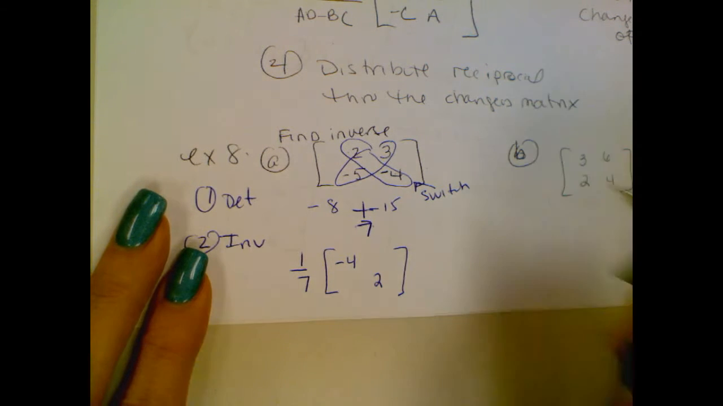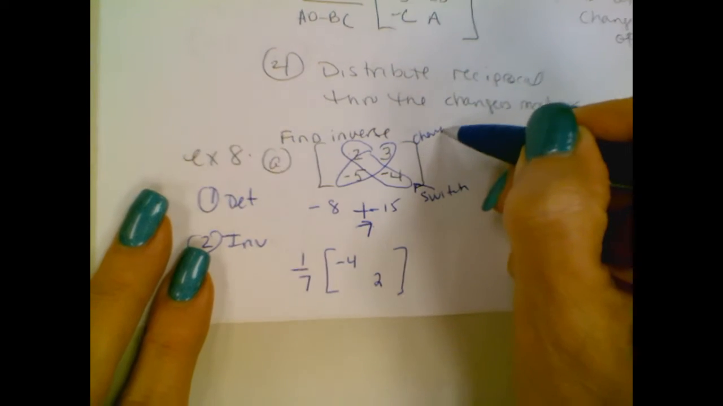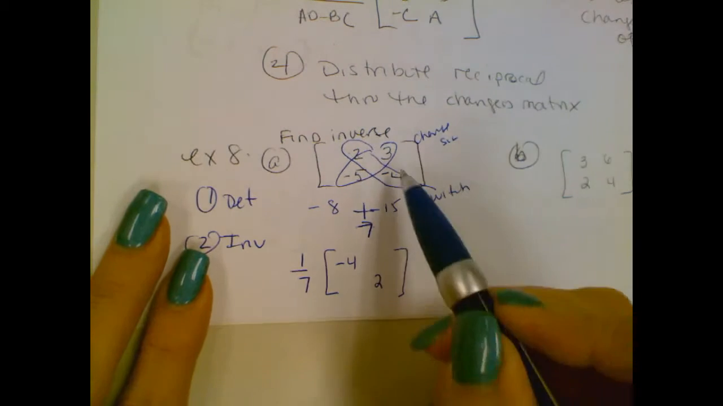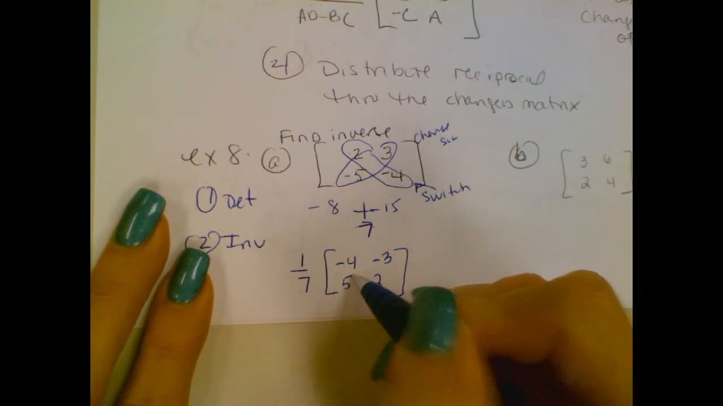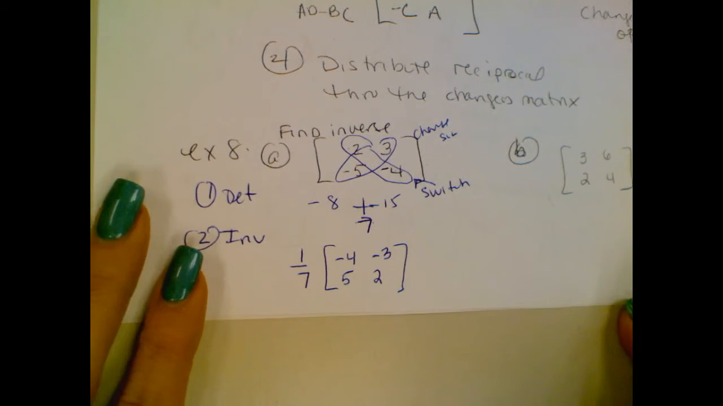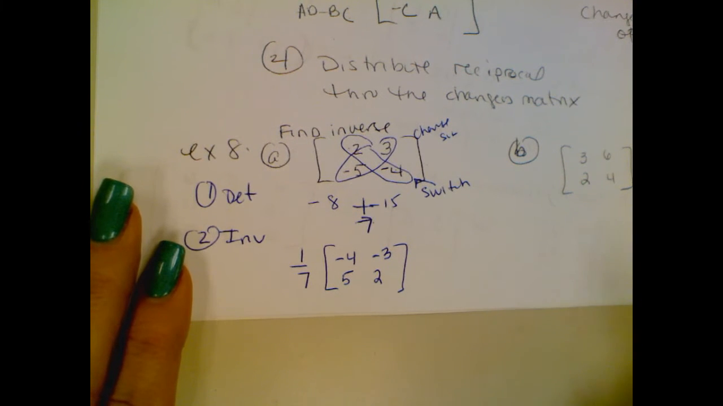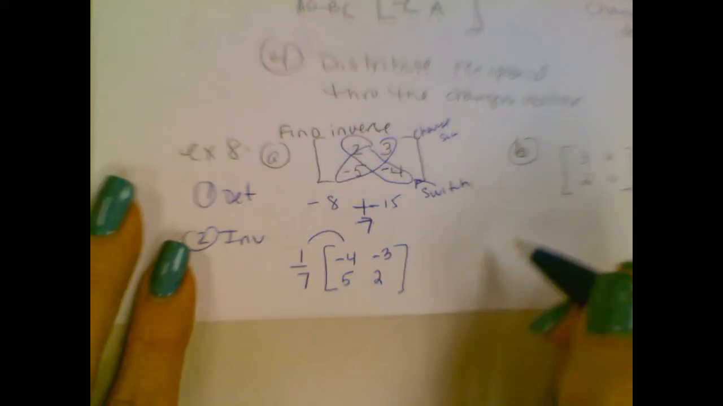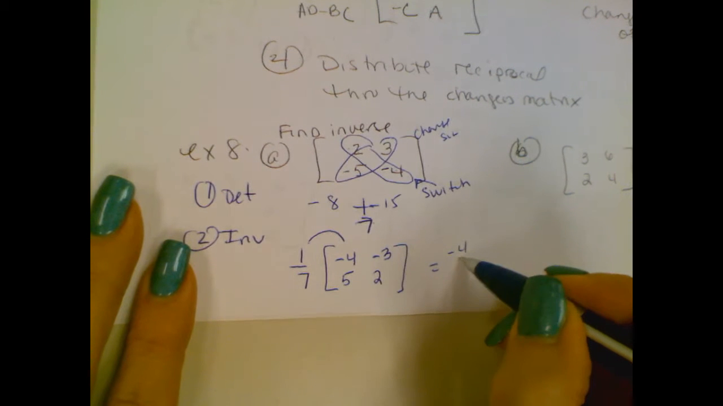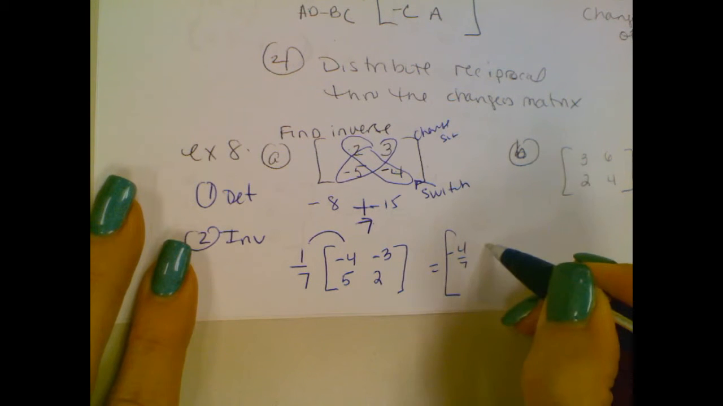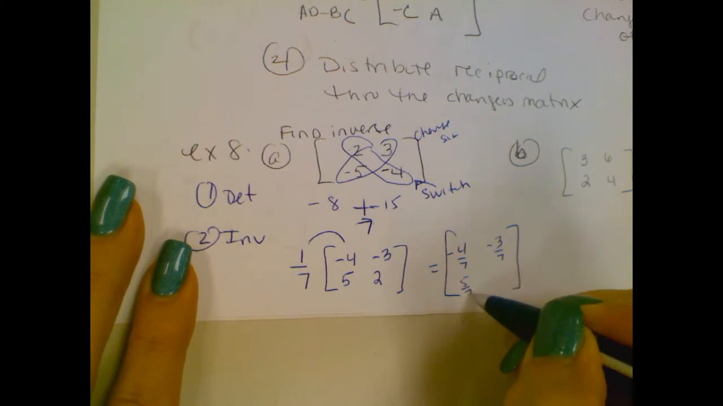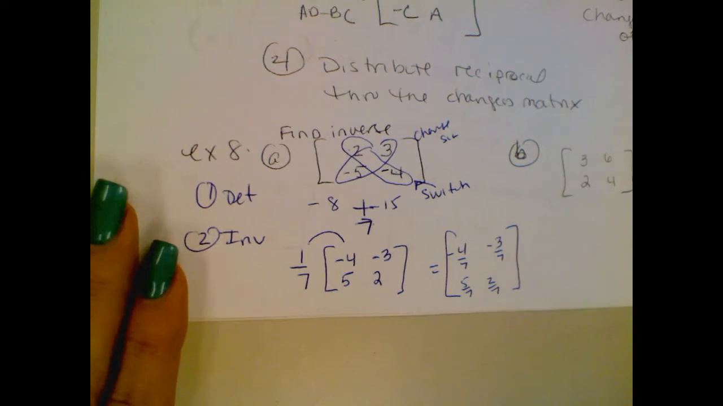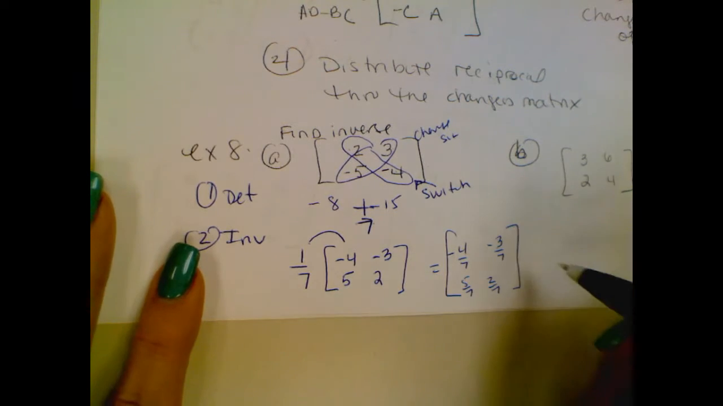The other diagonal, you're going to change signs. So it was a 3, now it's going to be a negative 3, and the negative 5 is now going to be a positive 5. So the first diagonal, you switch places. The second diagonal, you switch signs. And then you just distribute this. So your answer would be negative 4/7, negative 3/7, we're distributing right now, 5/7, and 2/7. That's your answer. This is your inverse.